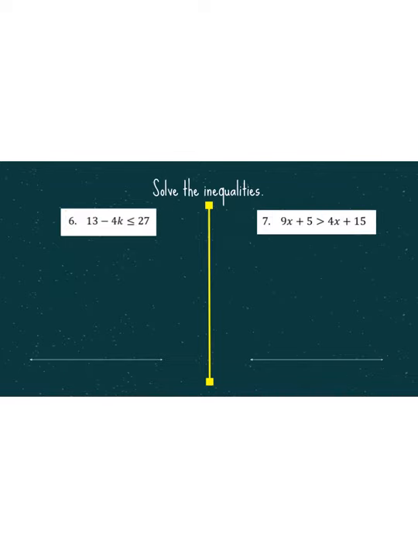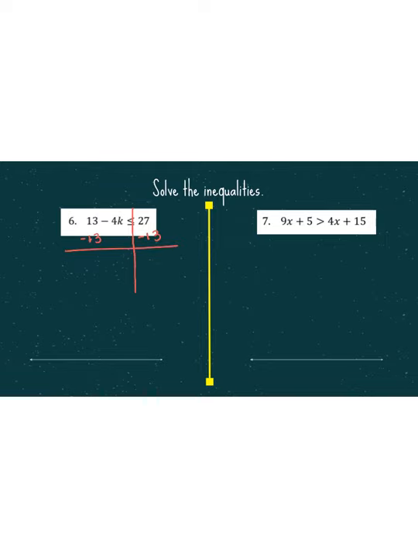Okay, number 6, I'm going to do the same way. I'm going to start with drawing my line in. Remember, we want to stay as far away from the variable as we can. So I have 13 minus 4k. That minus 4k has to stay together. So the first thing I want to do is get rid of that 13. It's a positive 13 right now, so I'm going to say minus 13 on this side, minus 13 on this side.